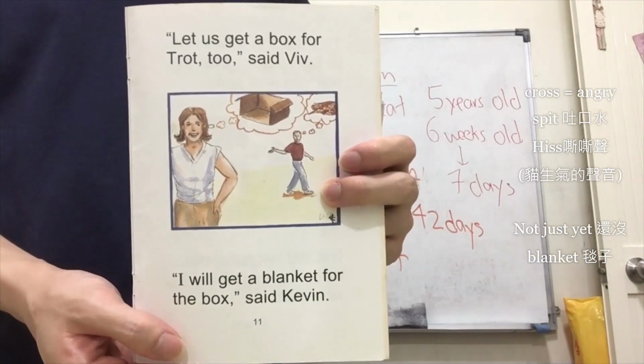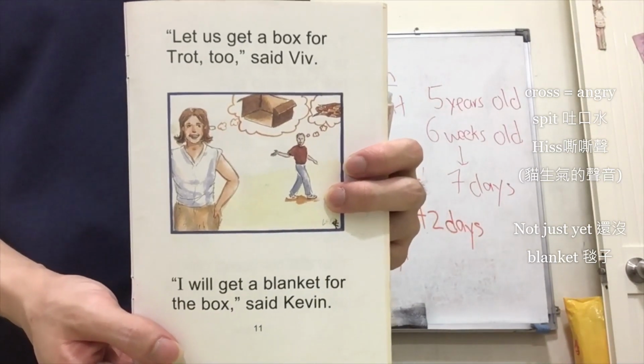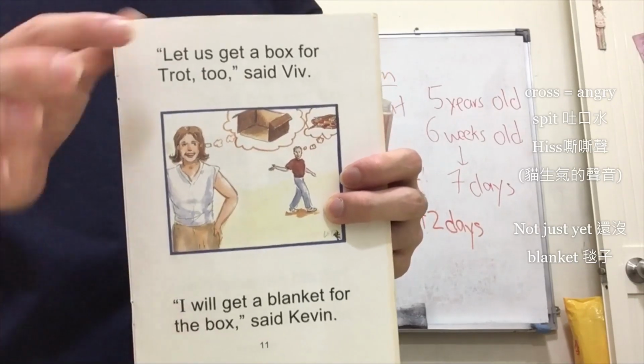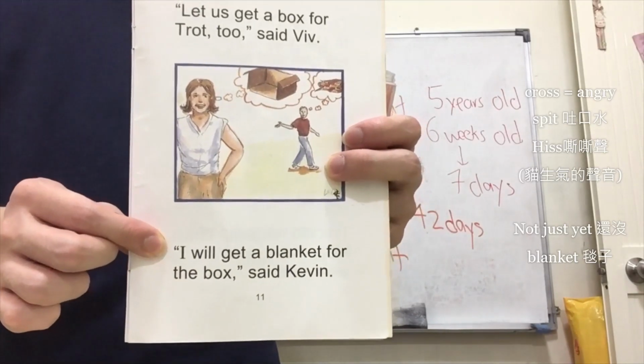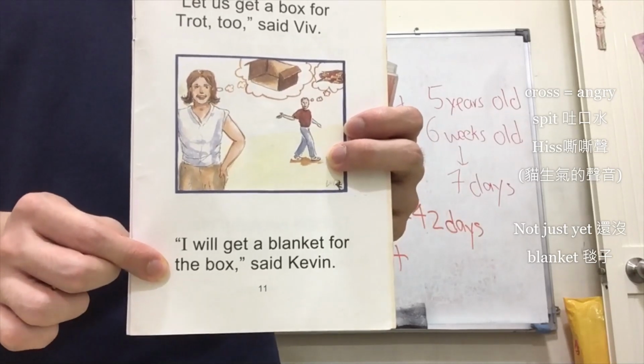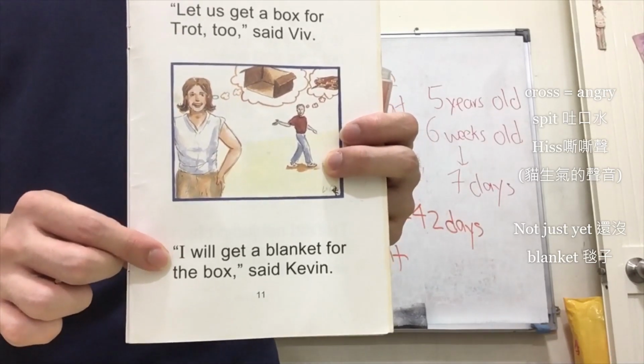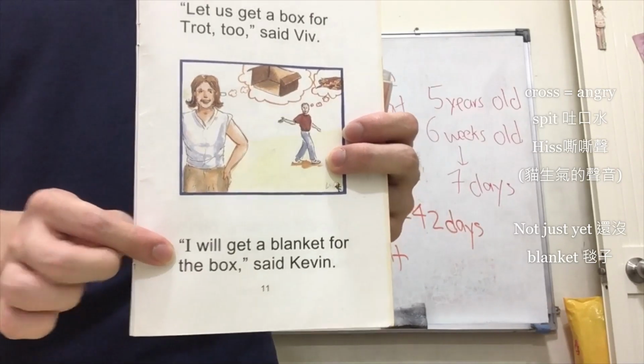So let us get a box for Trot too, said Viv. I will get a blanket for the box. Okay, said Kevin. I will get a blanket for a box.